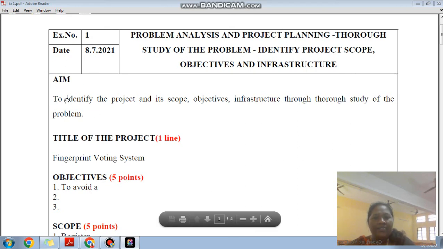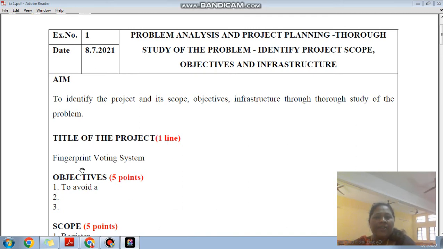So you have to write an aim. We are going to identify the scope and objectives as well as the infrastructure of the particular project. So what's the aim of the project you have to mention here. After that, you have to mention the title of the project. Whatever hints are given in red color will be useful when you prepare the report. So while you submit your report, you just remove these red color points.